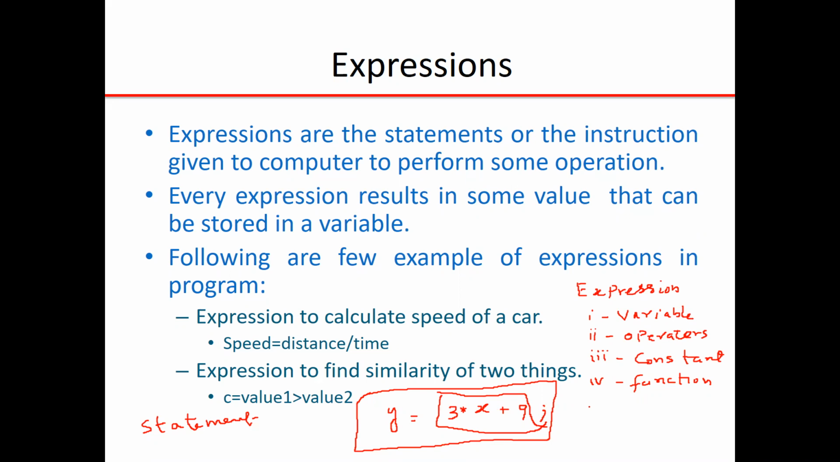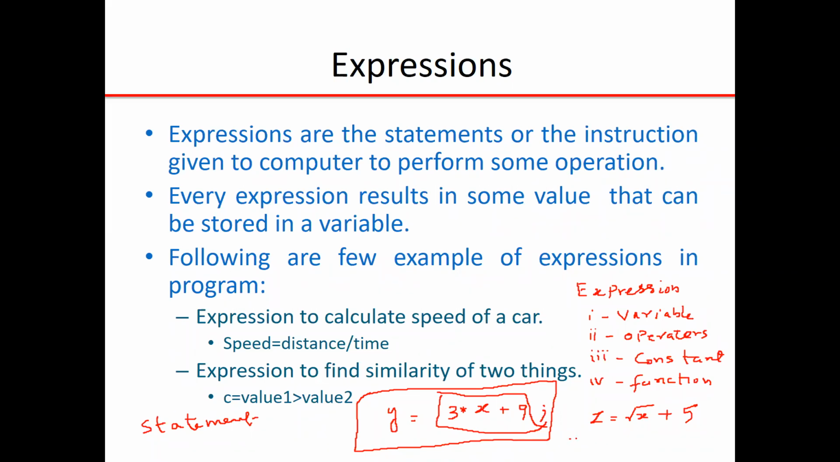So I will give you an example of function, like z is equal to under root x plus 5. So what is z? Z is a variable. What is equal? Assignment operator. It is an operator. What is plus? This is an operator. What is 5? This is constant. What is x? This is variable. What is this root? This root is a function, square root.